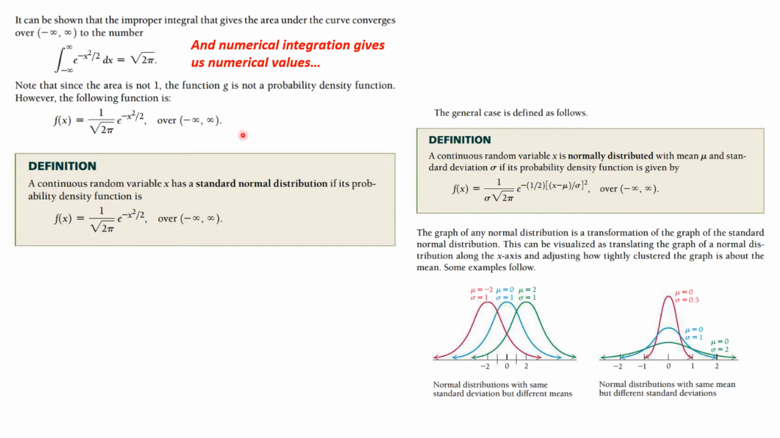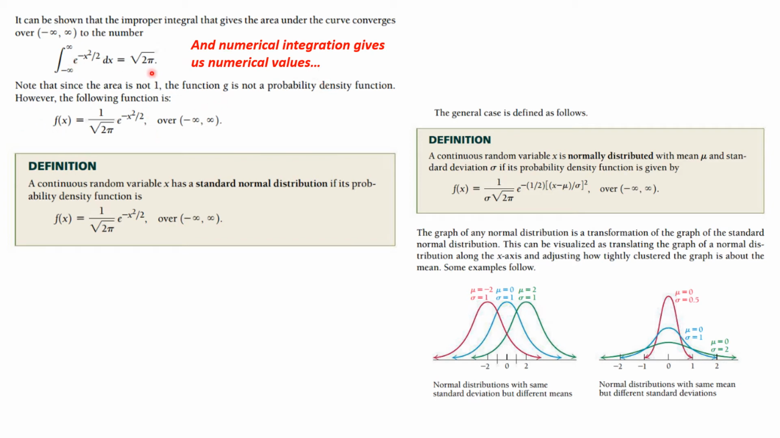But now let's return to the discussion of the normal distribution then. It can be shown that the improper integral, the area under the curve from minus infinity to infinity, is the square root of 2 pi. Now, we don't know how to do this integral yet in this class, but trust me, we get that. And to build a table, you can do numerical integration to get numerical values for that. That's what's in the table.